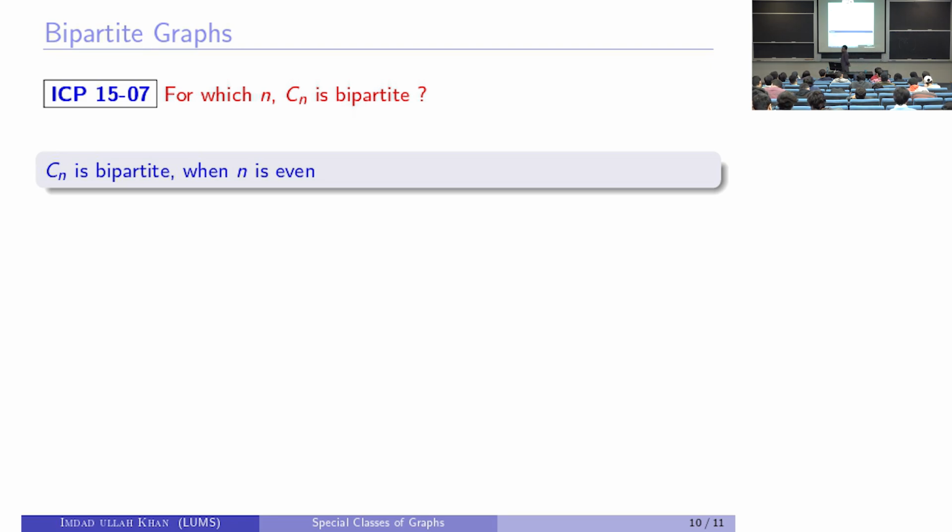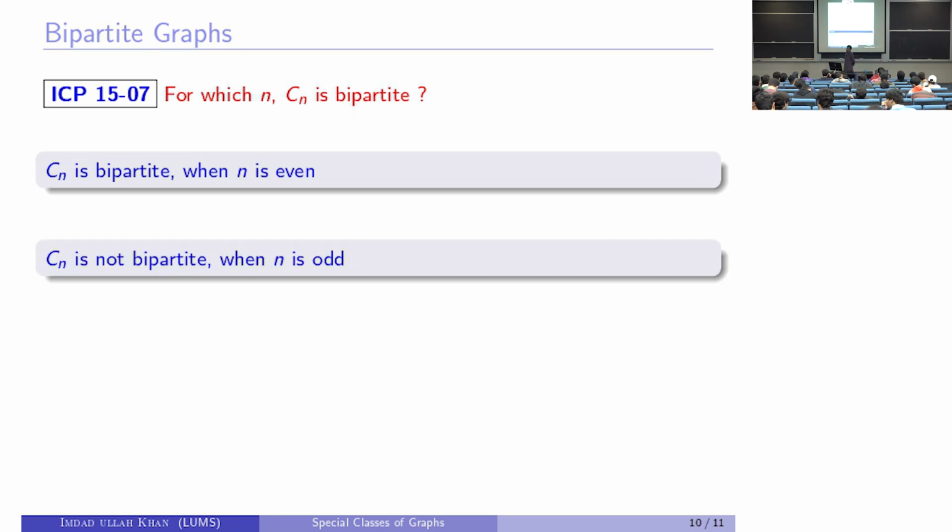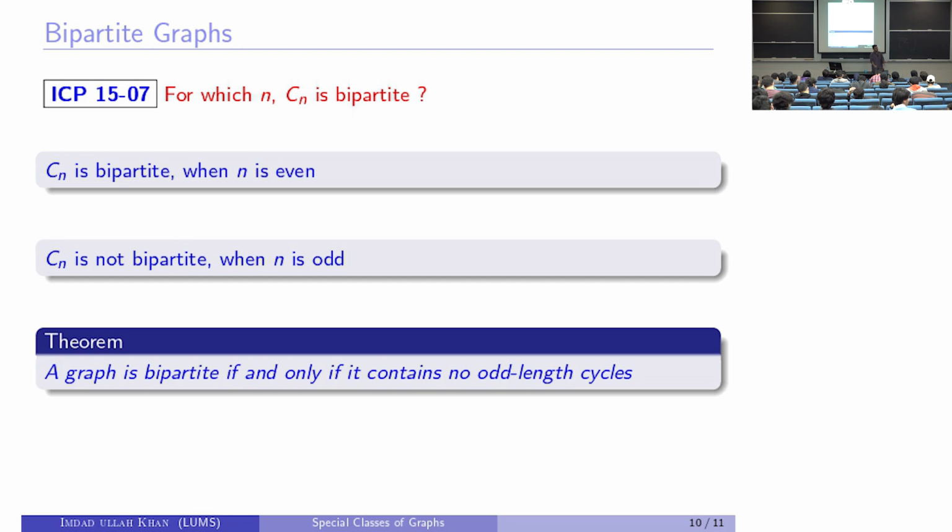So the theorem is that Cn is bipartite if n is even. If n is even, then you can color them with 2 colors. One color goes to one partition, the other color goes to the other part, right? If n is odd, then Cn is not two-colorable, Cn is not bipartite. And it turns out this is the only characterization of bipartite graphs: a graph is bipartite if and only if it does not have any odd cycle. If there is an odd cycle, the graph will become non-bipartite, and if the graph is non-bipartite, there must be an odd cycle. So it's a very important characterization.